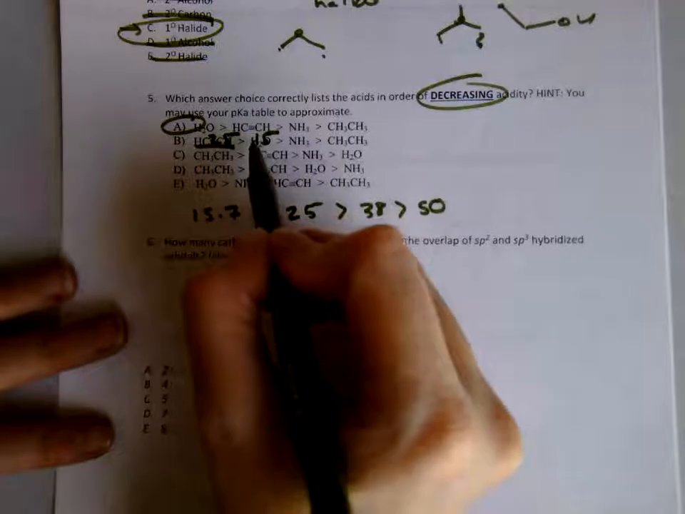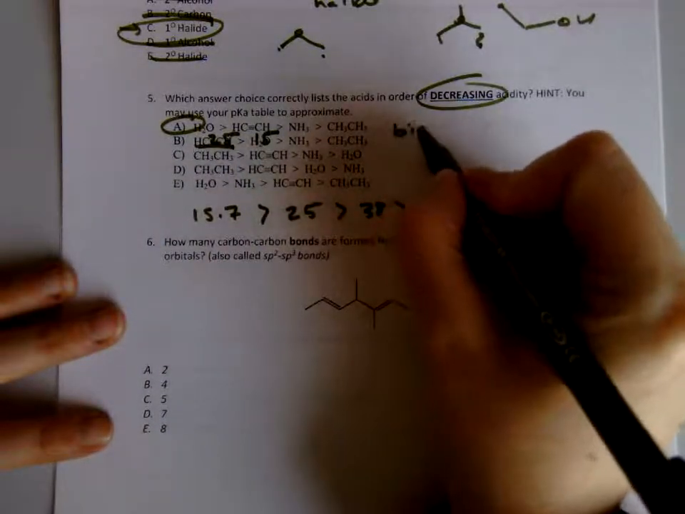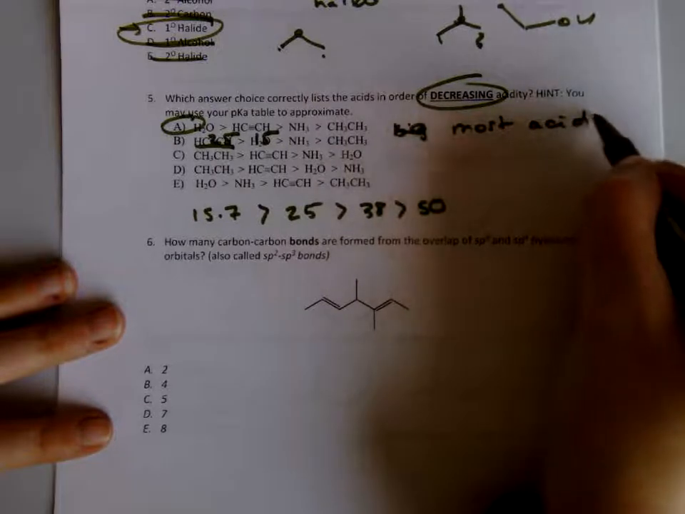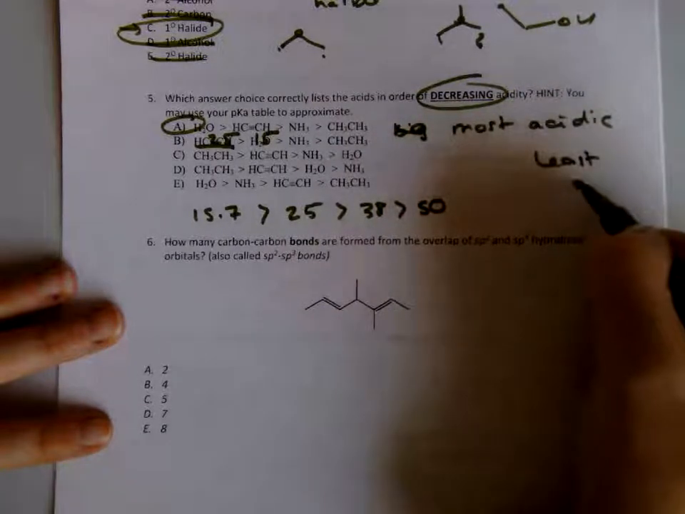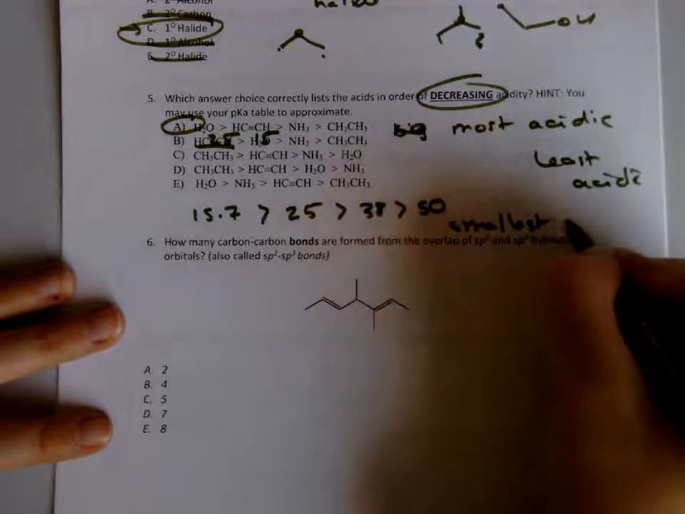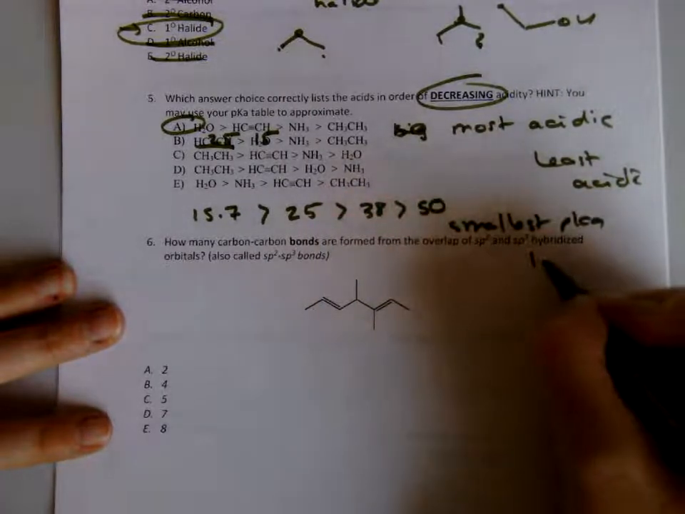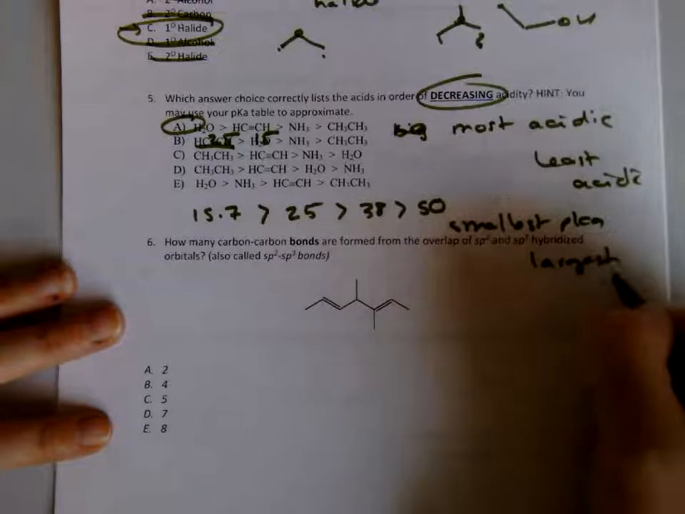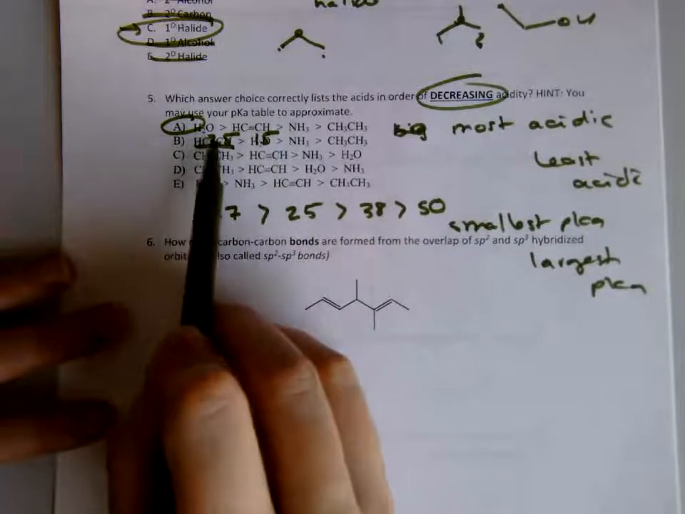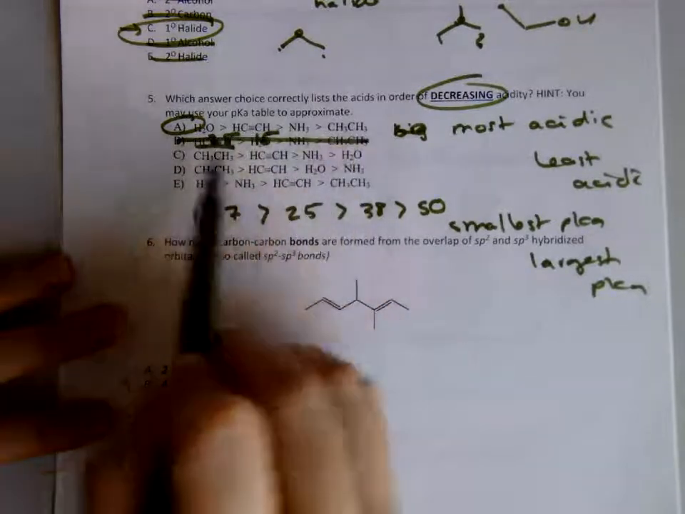So 25 is a bigger... So we're going from most acidic to least acidic. So we want smallest pKa to largest pKa. So this is a larger one before, so that's why B doesn't work.